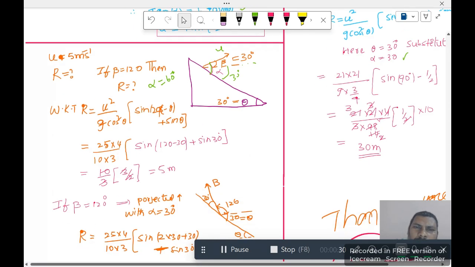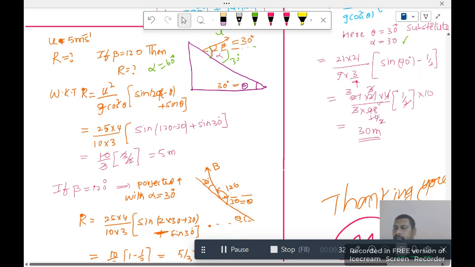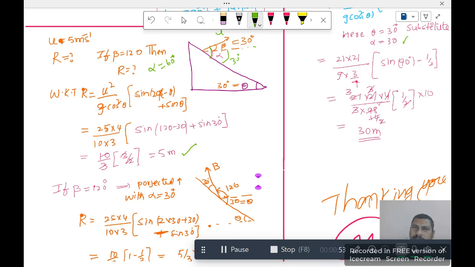Now substitute the values. The range equation is u square by g cos square theta into sine of, as it is a downward inclination, 2 alpha minus theta plus sine theta. U is equal to 5 is given, so substituting, we get 5 meters. This is the correct answer. Now beta is equal to 120, which means it is now projecting above the incline.